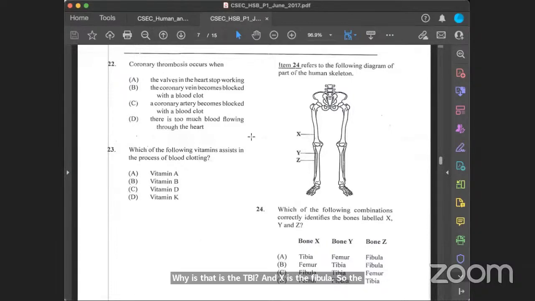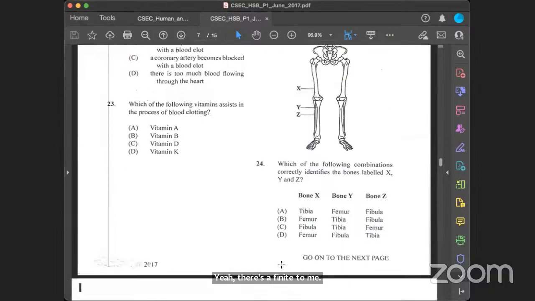Oh, nope. X is the femur. Y is the tibia. Isn't Y the tibia? Yeah, there's a point to the tibia. Correct.